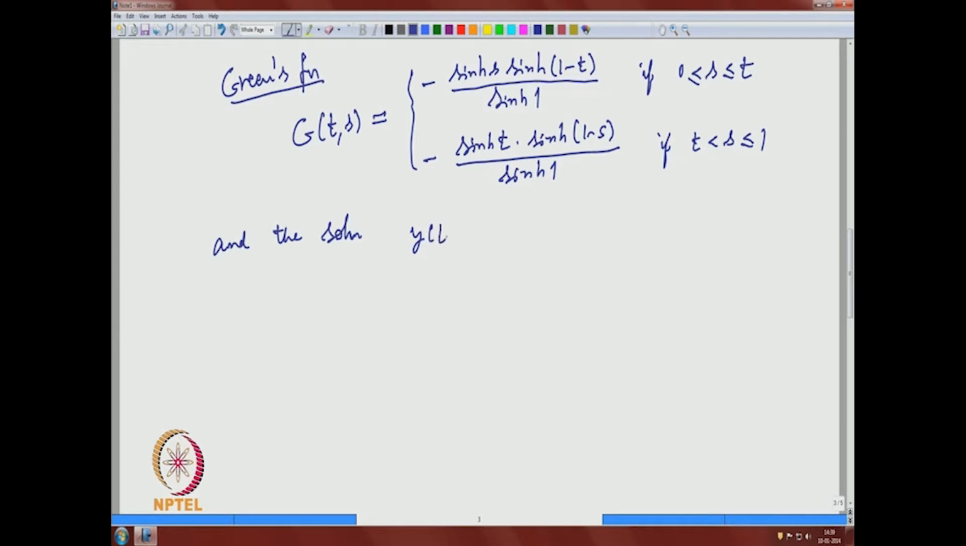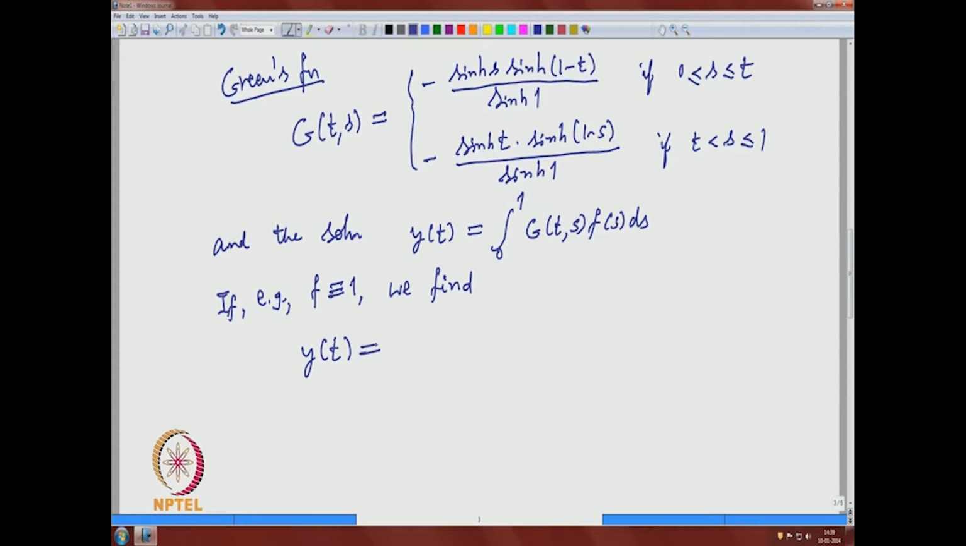and the solution is just simply y(t) equal to the integral from 0 to 1 of G(t, s) f(s) ds. So, if you take a particular f, for example f identically equal to 1, we can integrate this easily, and you can easily check that y(t) is equal to, let me write that, 1 minus e to the minus 1 divided by e minus e to the minus 1. This is coming from sinh 1.